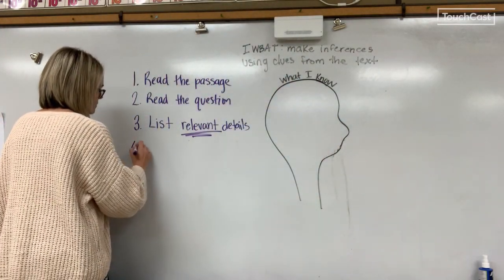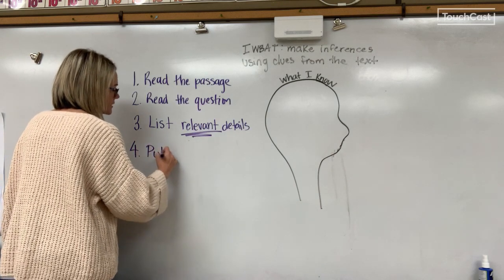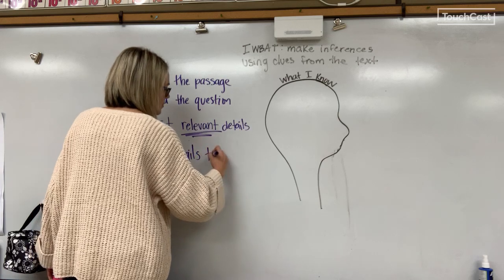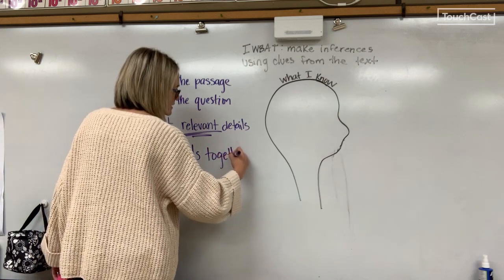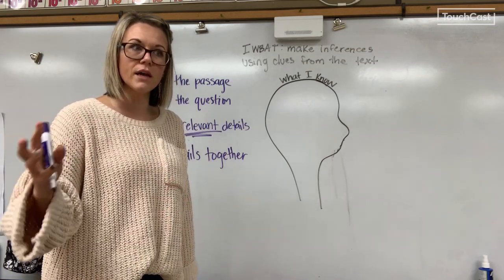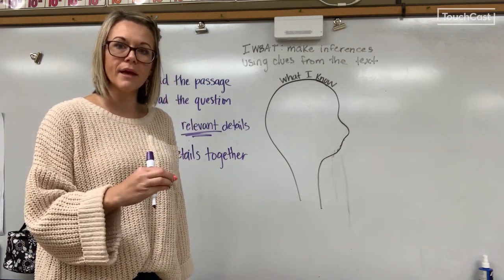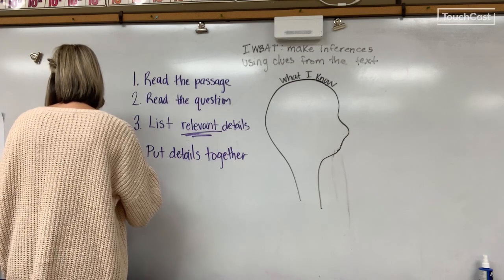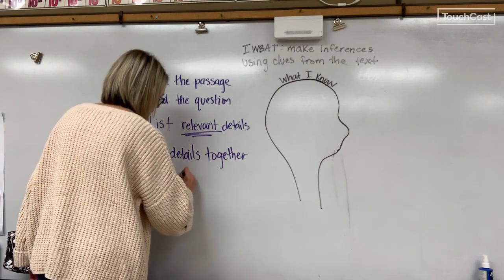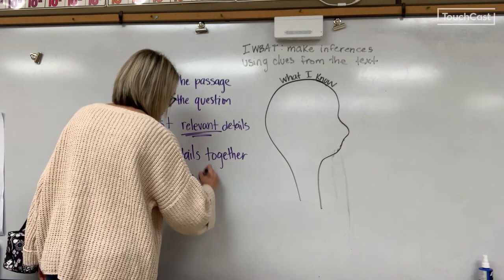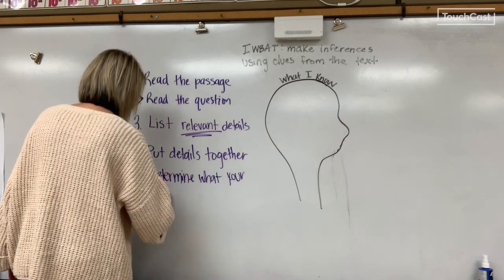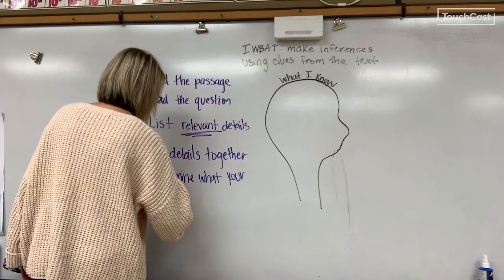Step 4 is to put your details together. So you're going to find all kinds of details, but then you've got to figure out how these details relate to each other. How do they tie together for me to make my inference? And then step 5 is to determine what your details mean. Basically, what is your inference?